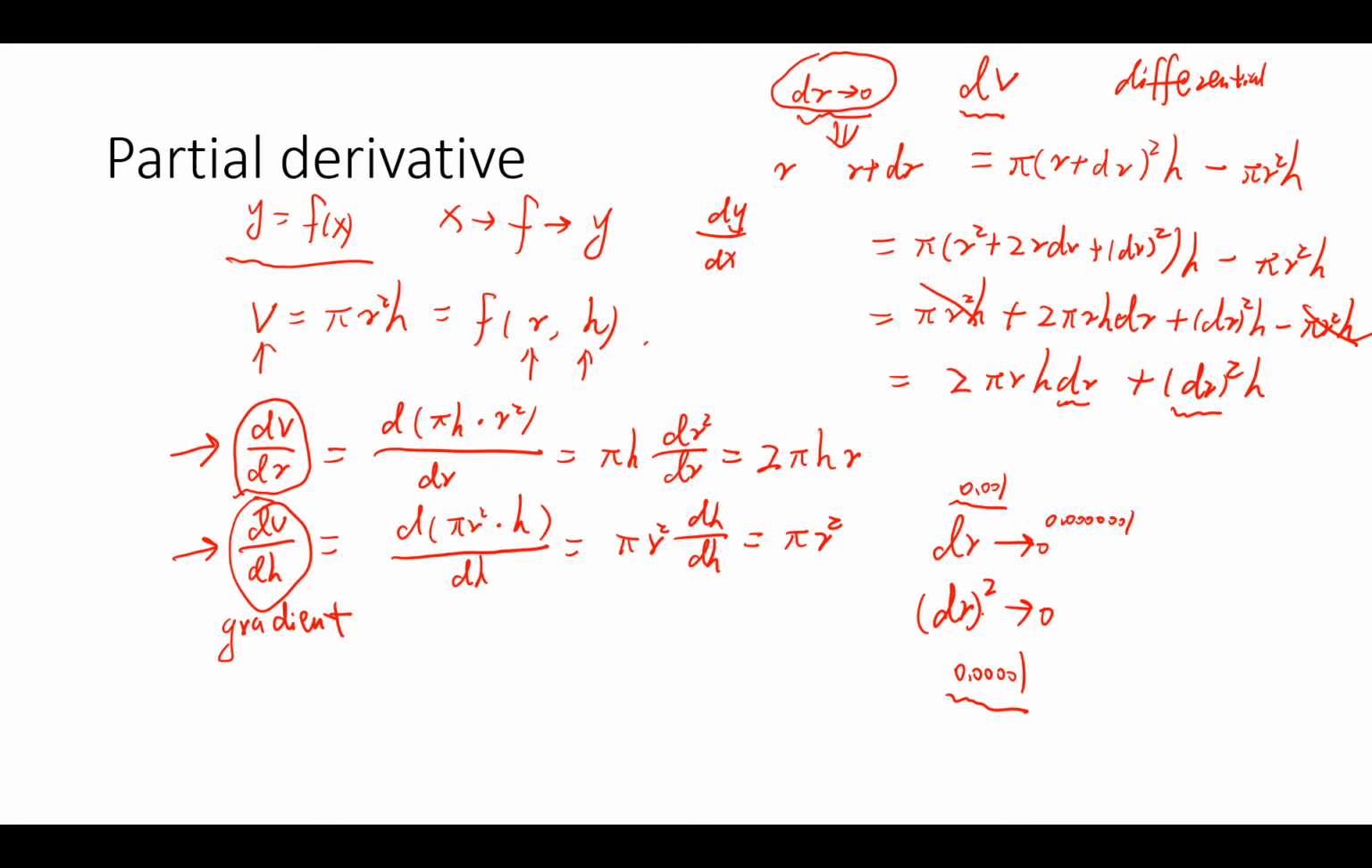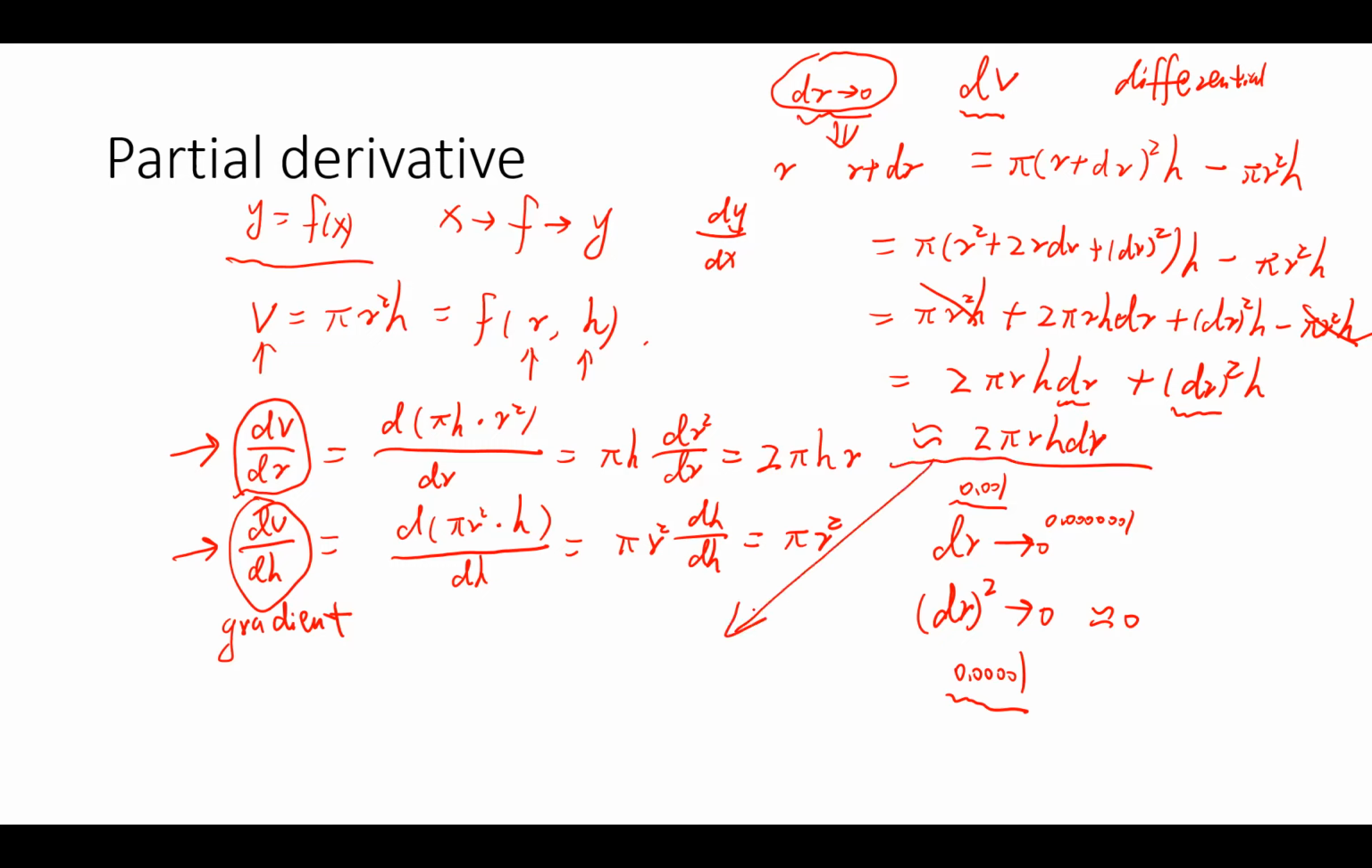So this gives us a conclusion that when dr goes to even smaller, with more zeros, this term will be approximately equal to zero, because it's squaring the same amount. So basically that means that it will go to zero much faster. And that also means that when they are very different in terms of scale, or order, we can just ignore it, because it's so small. So that means we can approximate this expression as 2 pi r h dr. Okay, so now this is our conclusion here.